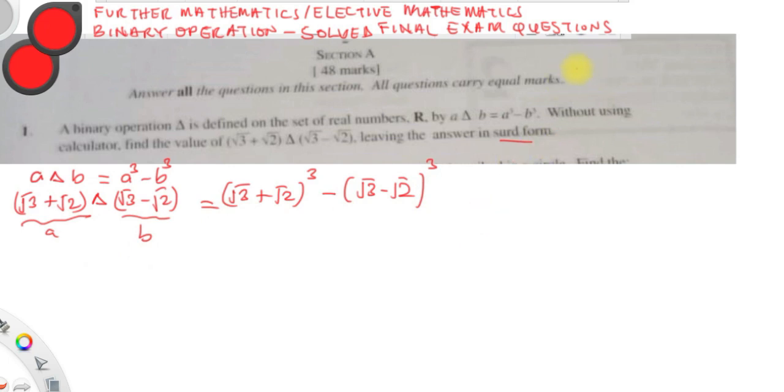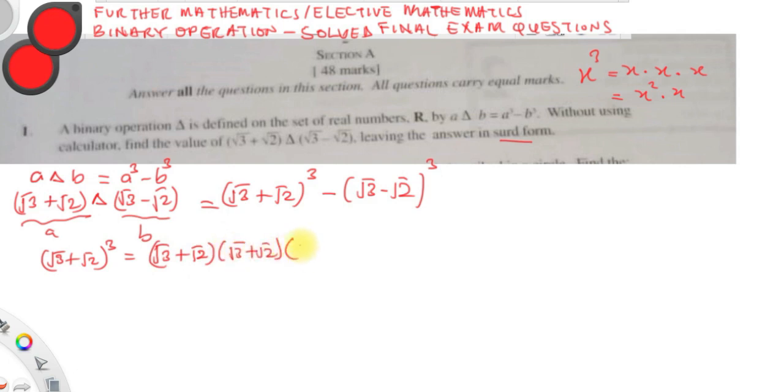In general, in elective mathematics, if you have S raised to the power 3, it means S times S times S. This is the same as S squared times S. So square root of 3 plus square root of 2, all raised to the power 3, is the same as square root of 3 plus square root of 2, all squared, times another square root of 3 plus square root of 2. This is what it means. So let us keep this one, then we expand this.